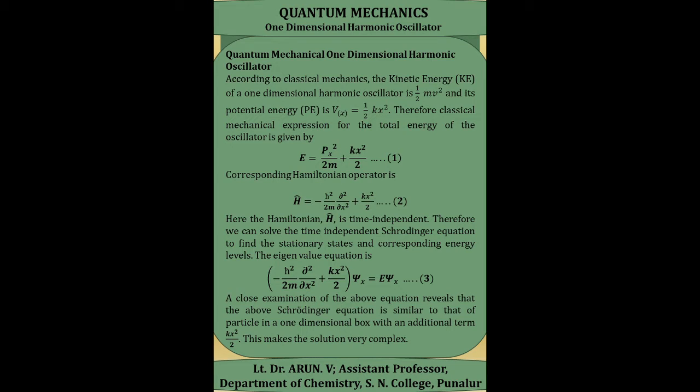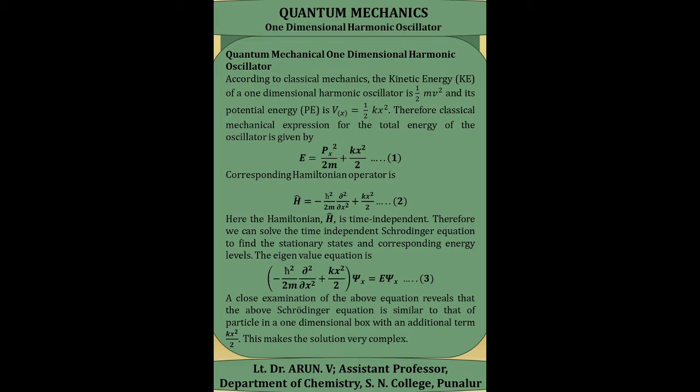Here the Hamiltonian H cap is time independent. Therefore, we can solve the time independent Schrodinger equation to find out its stationary states and the corresponding energy eigenvalues. The eigenvalue equation is given by minus h cross square divided by 2m into dou square by dou x square plus kx square by 2 into psi x, that is equal to E into psi x.